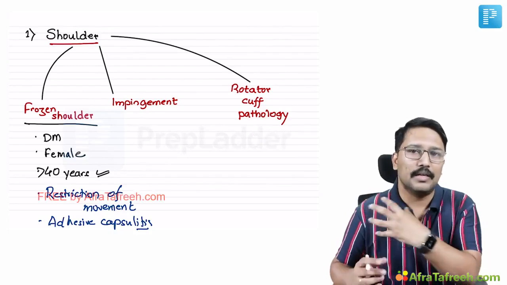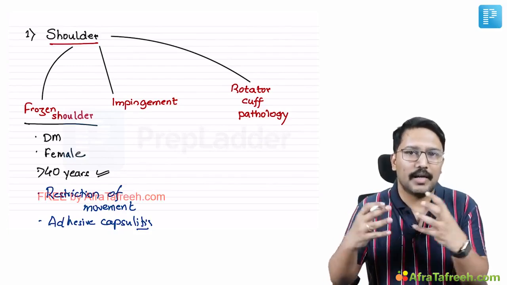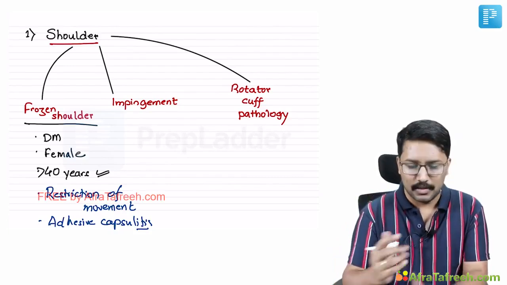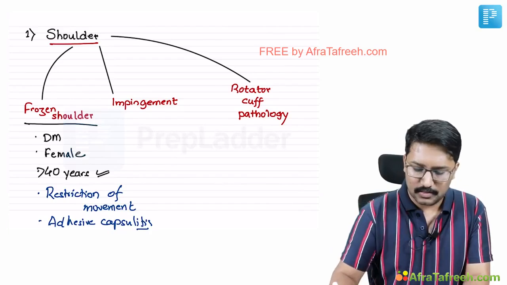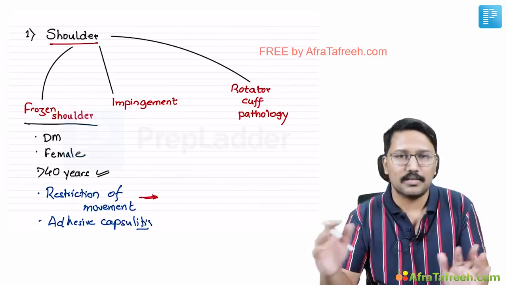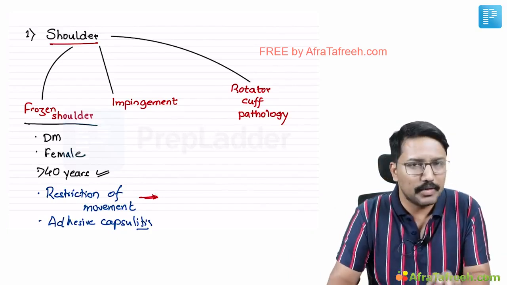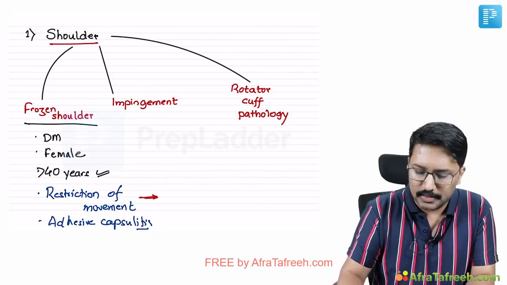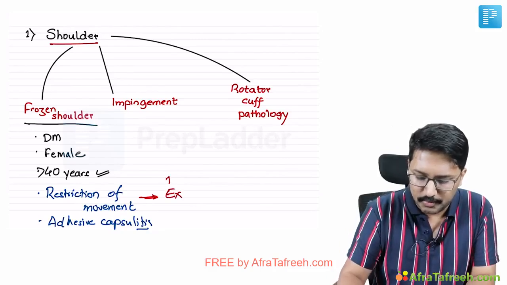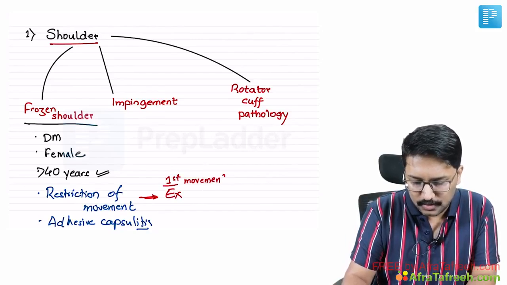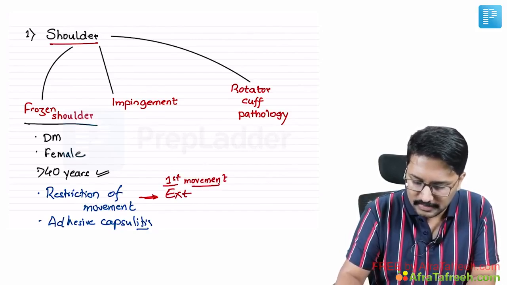But the joint capsule gets inflamed multiple times and develops adhesions, and because of the adhesions, there is restriction of movement, right? Now, MCQ wise, they might ask you what is the movement that is first restricted. As the disease progresses, there is generally global restriction of movement, but MCQ wise, they might ask you what is the first movement that is restricted, right? The first movement to get restricted is usually, remember this point, external rotation of the shoulder joint, right?